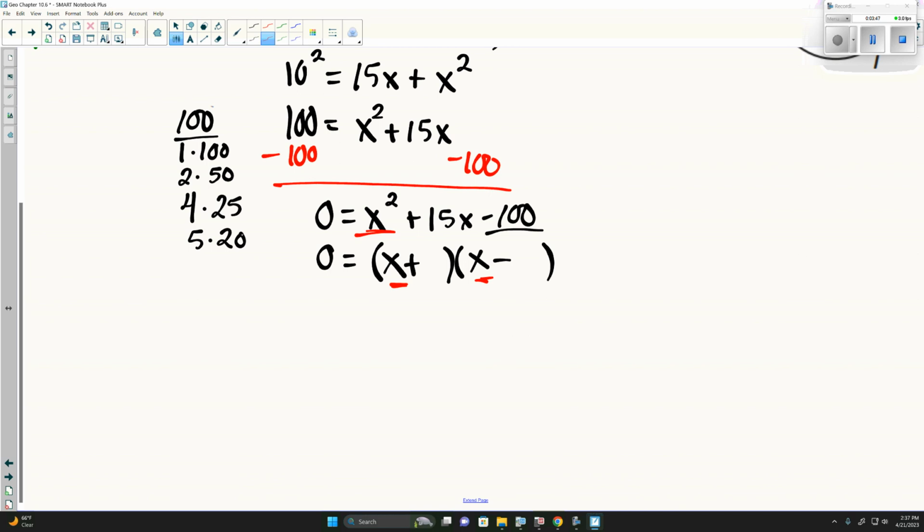So now we need to see which set of terms would add or subtract from each other, well, here would subtract from each other and give us 15. So that would be 5 and 20. 20 would be positive, and 5 would be negative, because 20 minus 5 is 15.